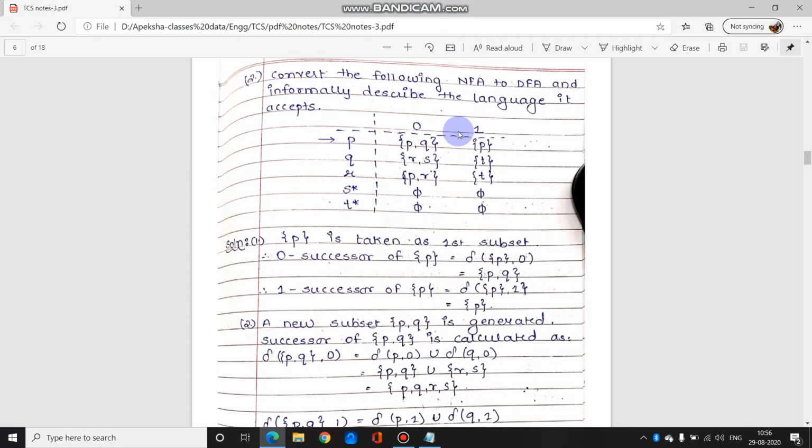Next we see the next sum, in which again we have to convert an NFA into DFA, but we also have to describe the language informally. That means what language the diagram is accepting, which we have to put in normal grammatical statements. So this is the transition table given.